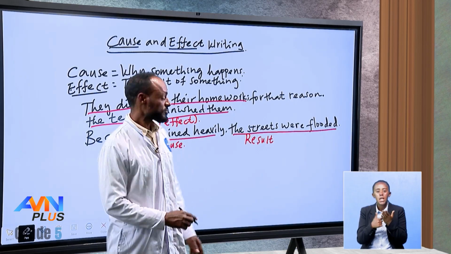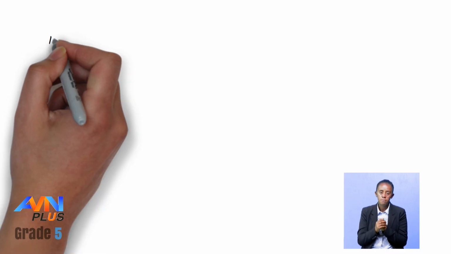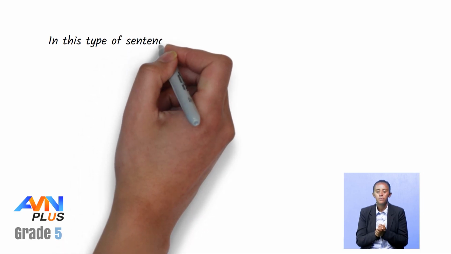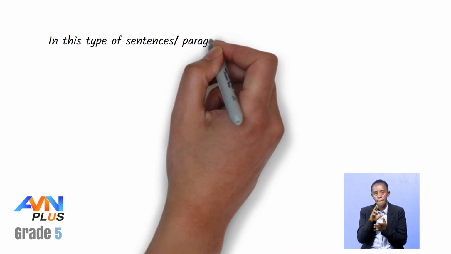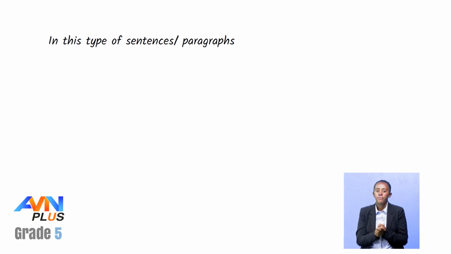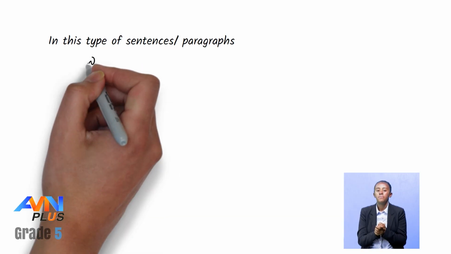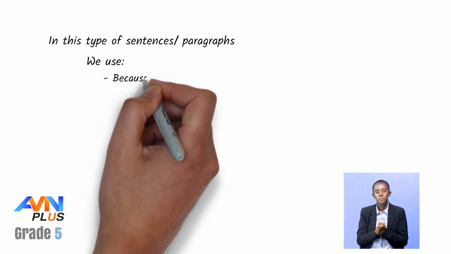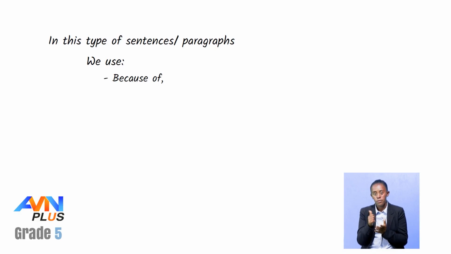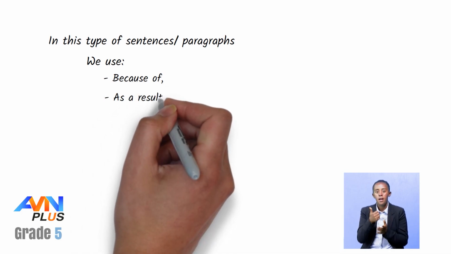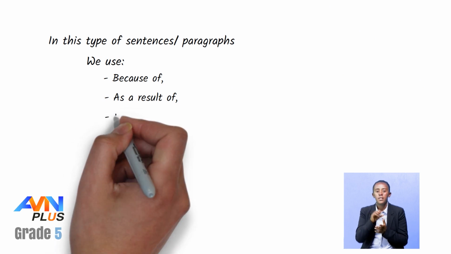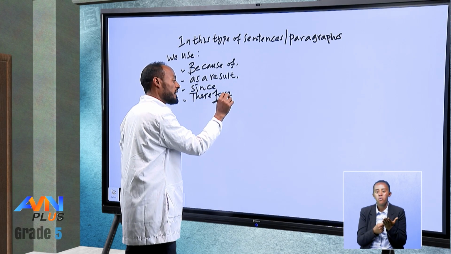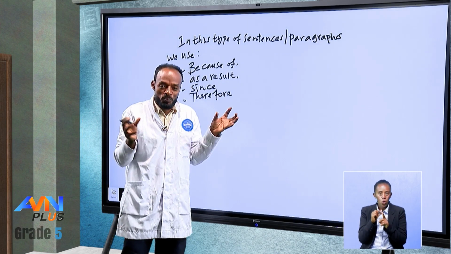So in such a structure, in this type of sentence, or maybe sentences or paragraphs, we use one, because of, another, as a result, since, therefore, and such kinds of words can be used to bring them together, okay?